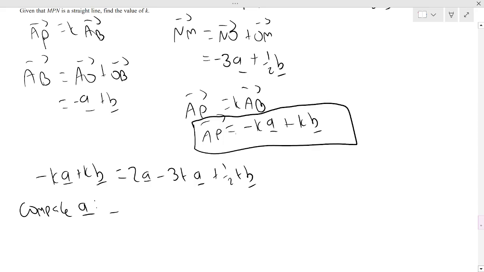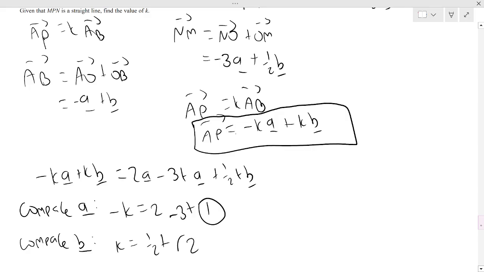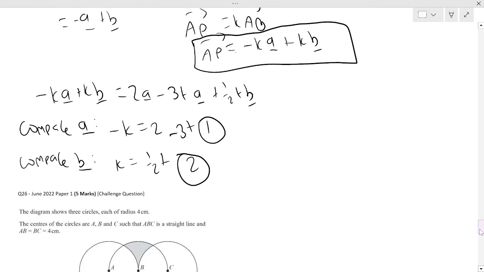On the left, we've got minus K for A here. That's going to be 2 lots of A minus 3T lots of A. And so that's one equation. Then we can compare the B parts. So it's going to be KB, which is equal to a half TB. So K is going to be half T. Okay, well, these are simultaneous equations.